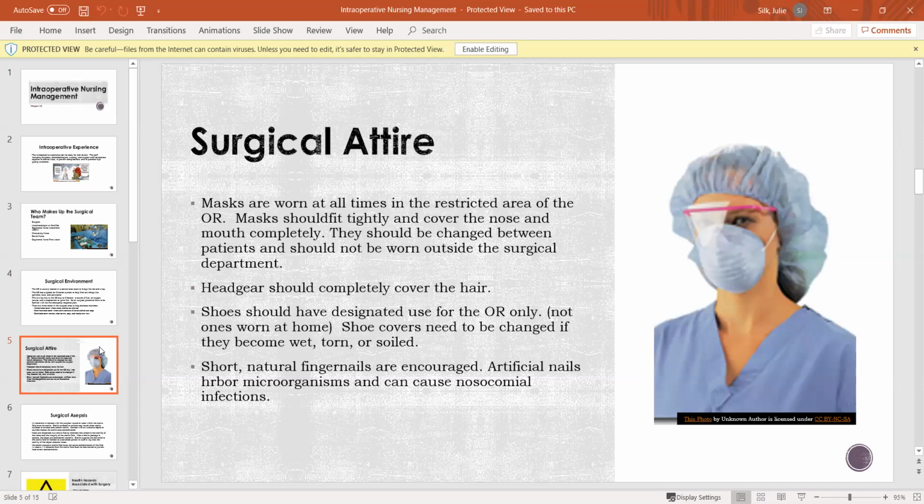Shoes should have designated use for OR only. This means that the shoes you wear to the hospital, you would change, because you've been outside in those, right? So those you would put in your locker, and you would have specific shoes that you only keep at the hospital and put on to go to the OR. Other things, your fingernails should be really short, and you don't have any artificial nails or anything when you work in the surgery department.